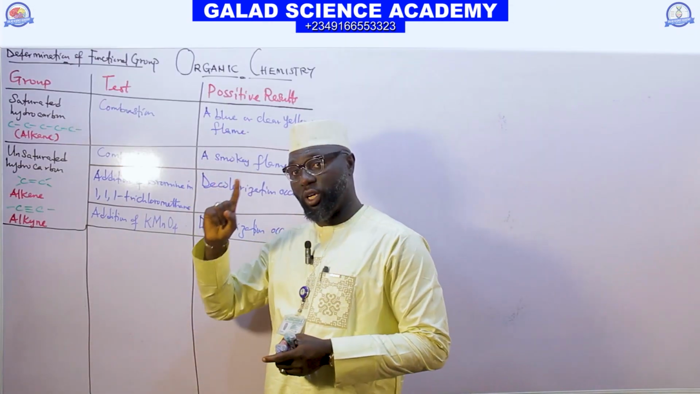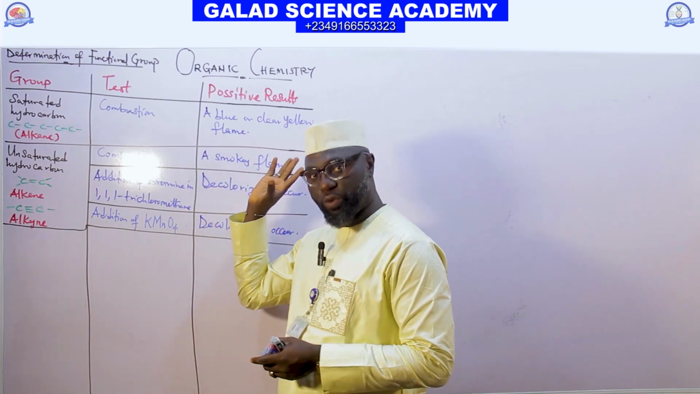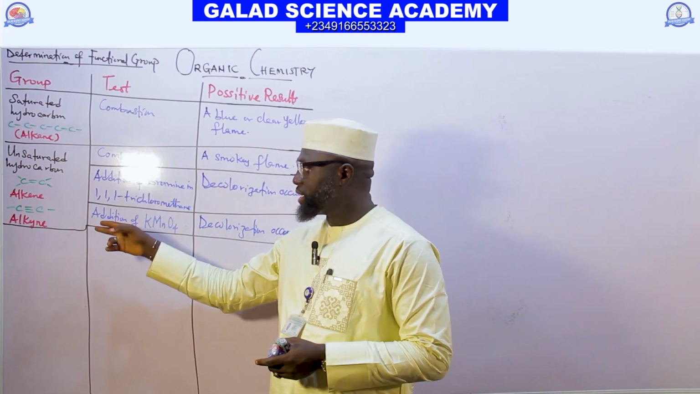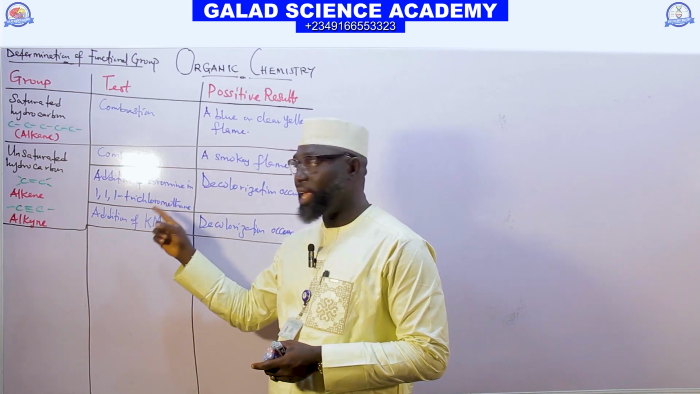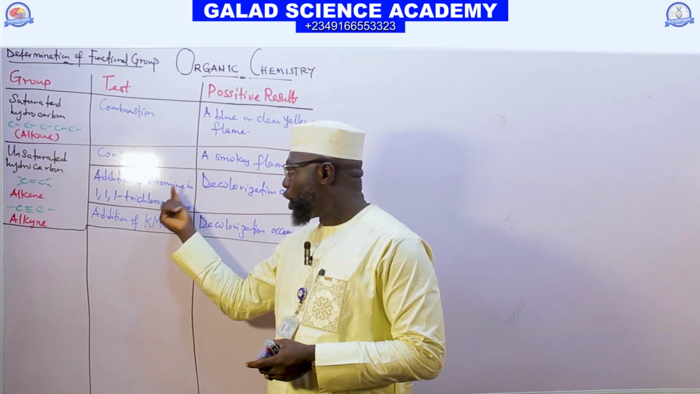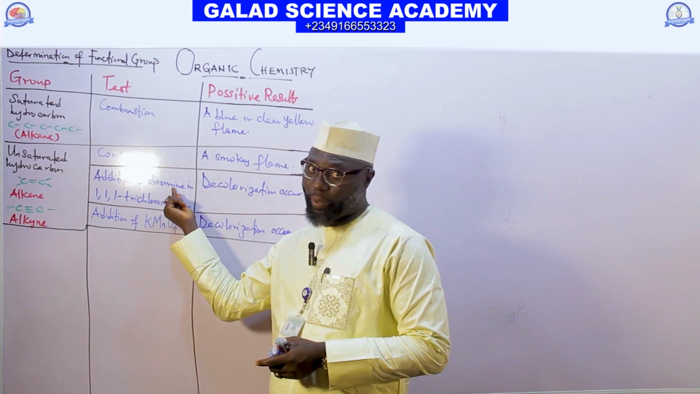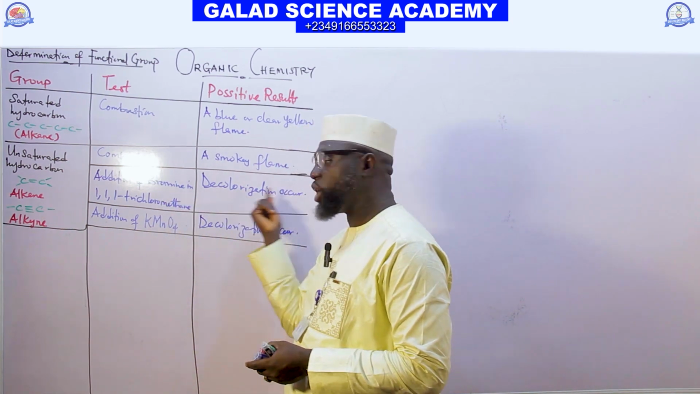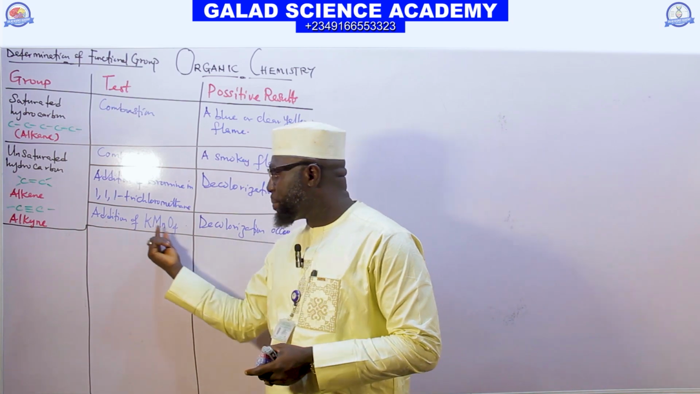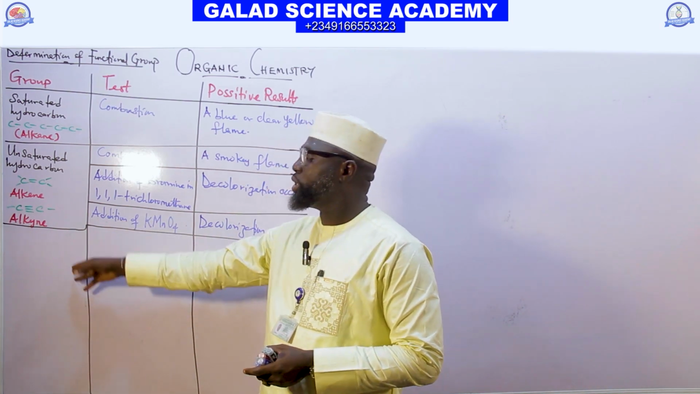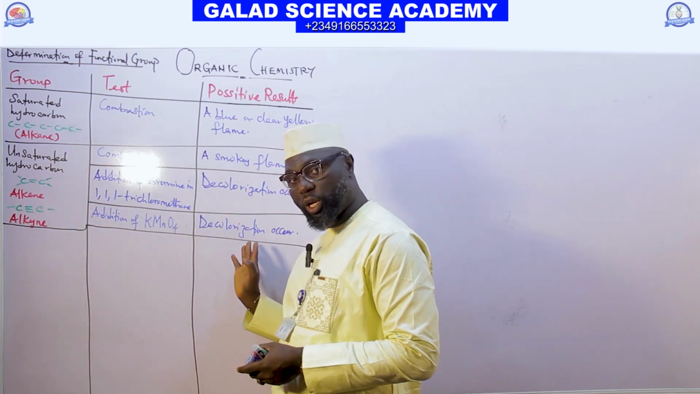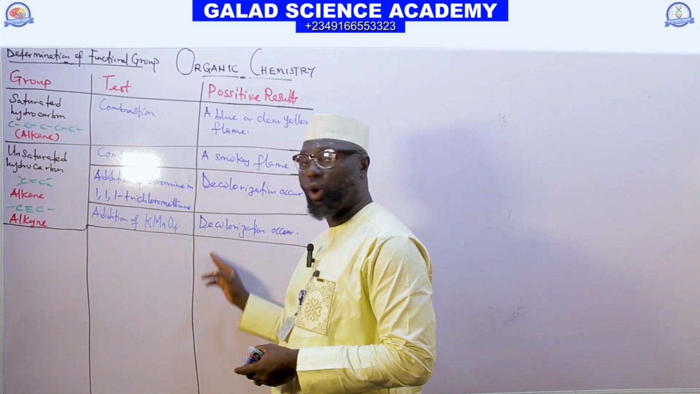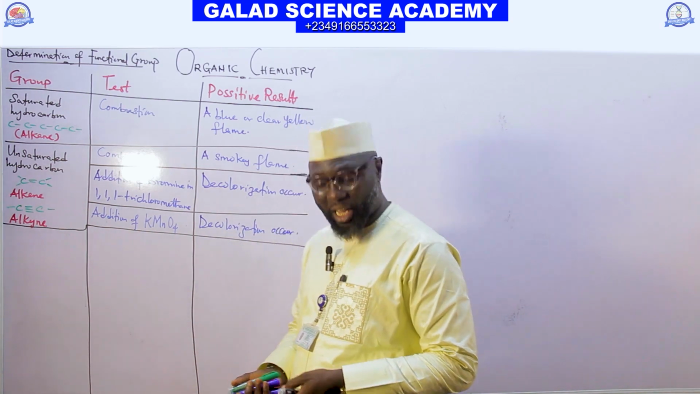To test for unsaturated, in combustion you have a smoky flame. With addition of bromine in 1,1,1 trichloromethane, the color of this reagent, which is brown, changes to colorless because of decolorization. If you add KMnO4, which is purple, to either alkene or alkyne, it will change the color to colorless, decolorization.